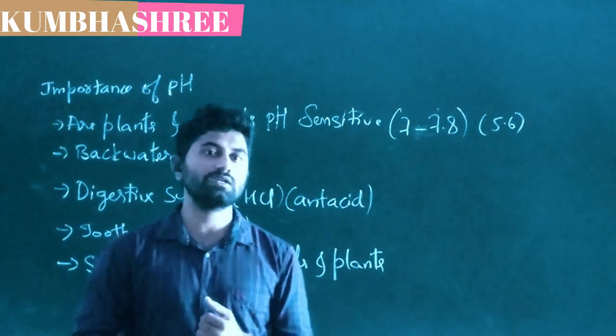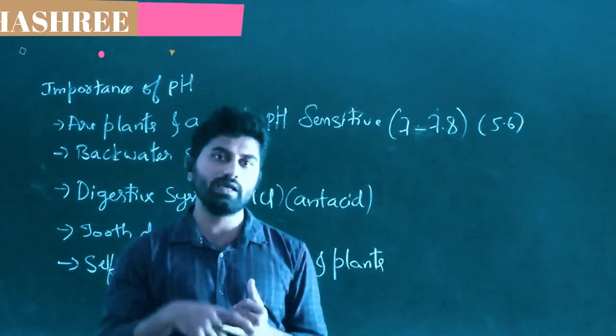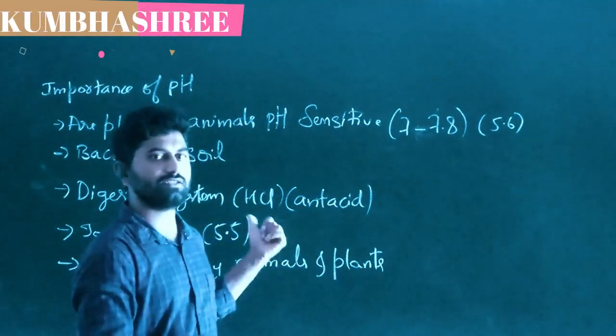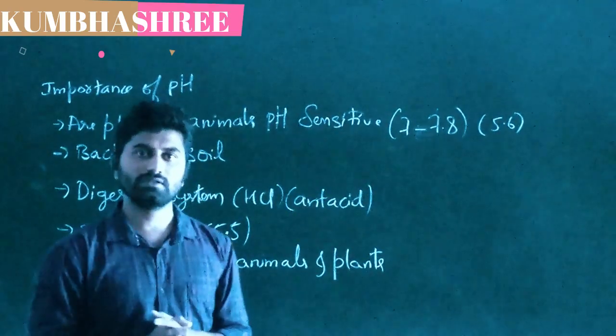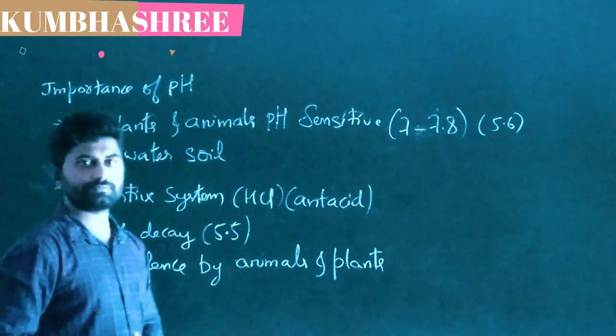Which acid is present in the human body? That is hydrochloric acid. To neutralize the acidic condition, an antacid, which is a base, is added. Then the next one is tooth decay.